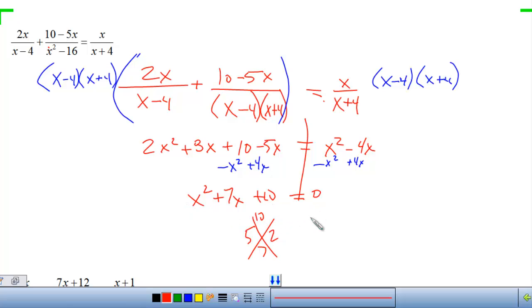Leading coefficient is a 1 in this case, so there's no reason to use the box. So I just have x plus 5, x plus 2. So then your roots, or solutions, your zeros, are -5 and -2.